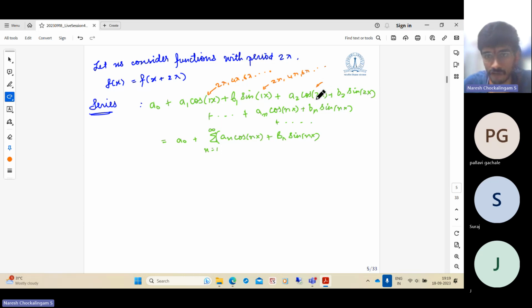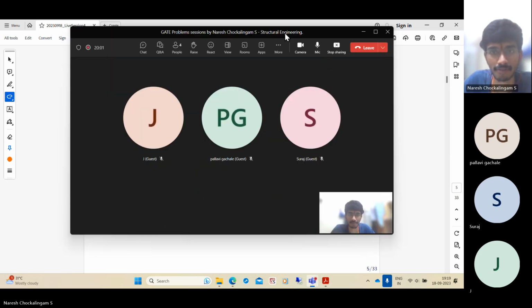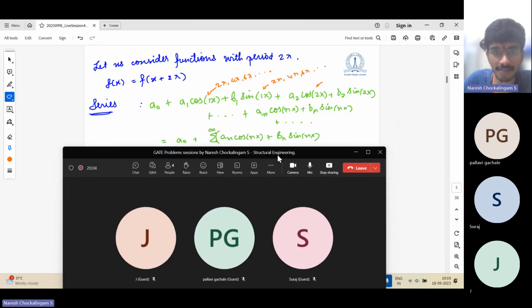What are the periods of cos 2x? Could anybody unmute and tell? Simple, right? If you shift x by something, cos 2x should remain cos 2x. So what are all the periods for cos 2x?